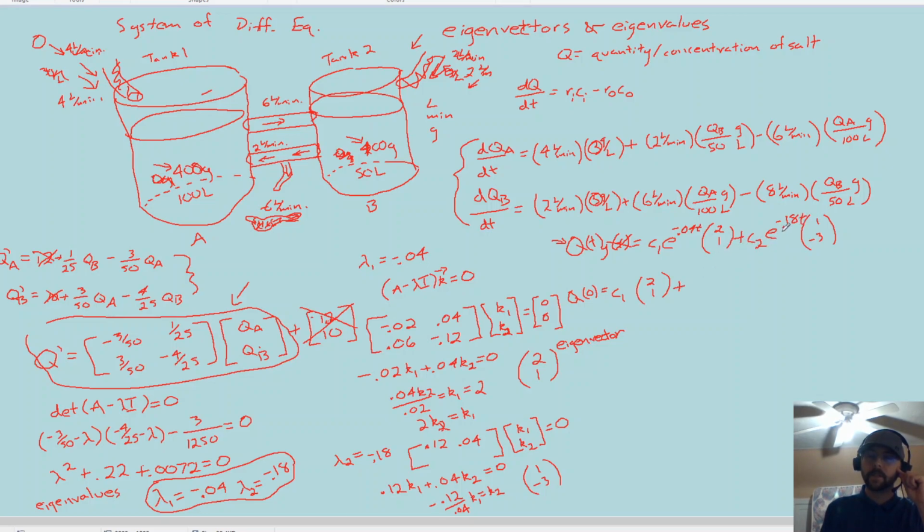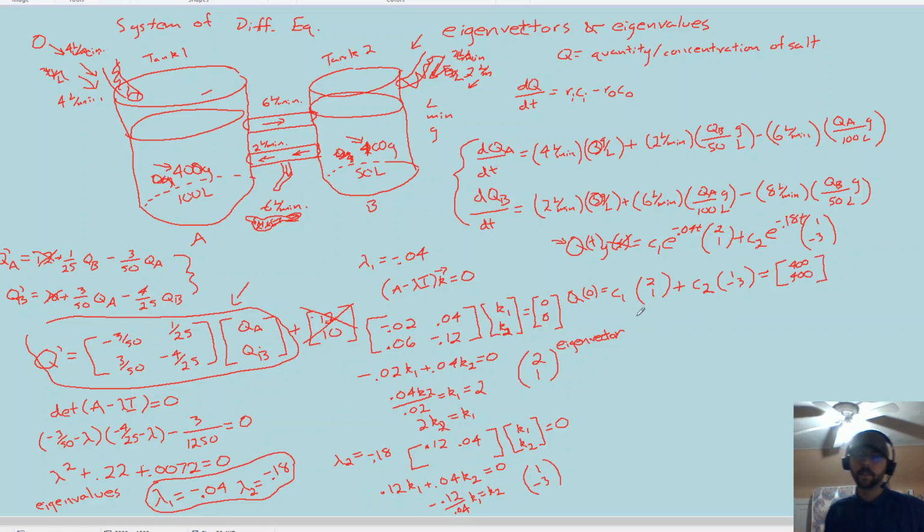C2 e to the negative 0.18 t, this was supposed to have a t here, sorry. So this goes to 0, and then this goes to 1. So it's going to be C2 times the vector 1, negative 3, equals these values. And technically, when I laid these out, I believe this was QA on top, QB on the bottom. It has to match this format here. But here, they happen to be the same, so it doesn't matter. So equals 400 over 400.